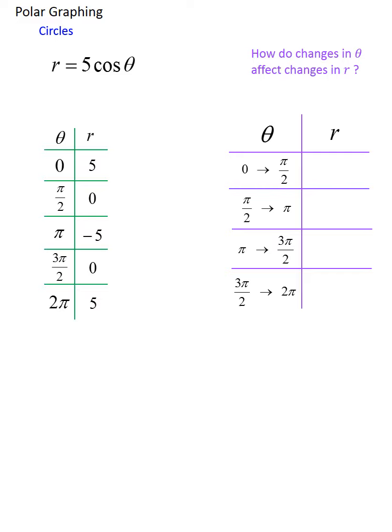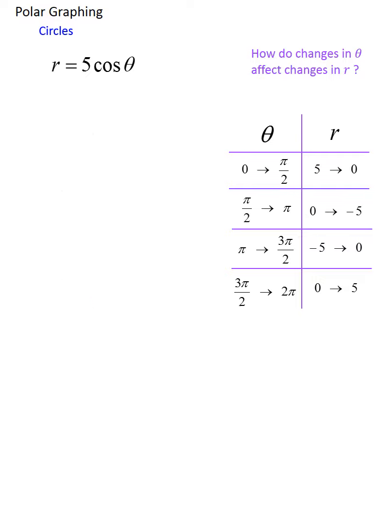So what do these r values tell me? Well, they tell me in quadrant 1, as theta goes from 0 to pi over 2, r is going to shrink from 5 down to 0. I'll put that here. As theta goes from pi over 2 to pi, in quadrant 2, r is going to shrink further from 0 to negative 5. In quadrant 3, r goes from negative 5 to 0, and in quadrant 4, r grows again from 0 to 5.